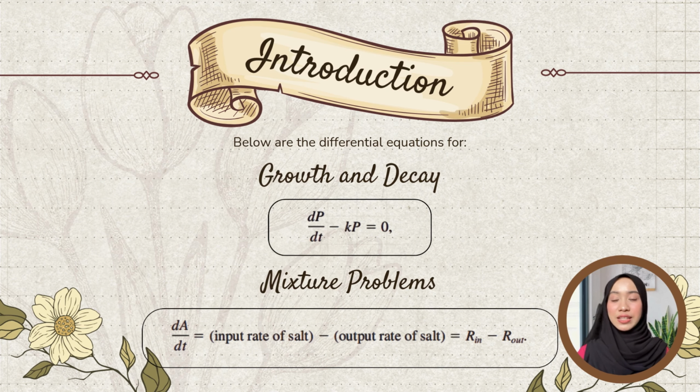Now, let's look at the differential equation used for this application. For growth and decay, the basic model is dP/dt = kP, where P represents the quantity and k is a constant that determines whether the quantity is growing or decaying. For mixture problems, the equation is dA/dt = input rate of salt minus output rate of salt, or simply R_in minus R_out. The equation helps us track how the amount of substance in a mixture changes over time based on what enters and leaves the system.